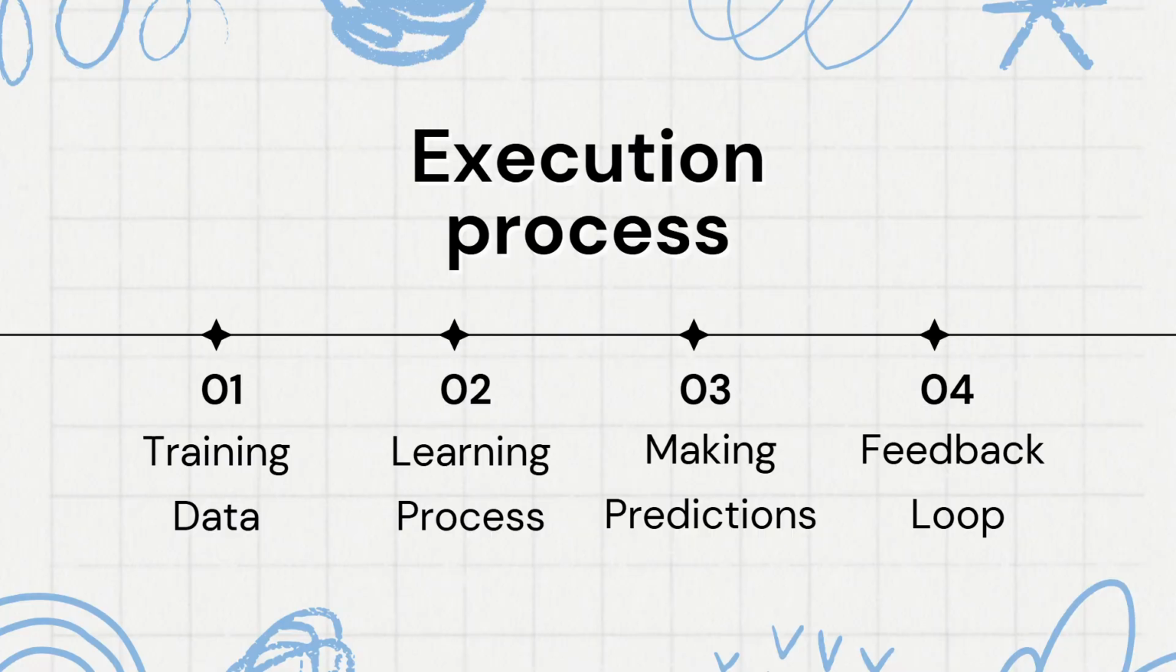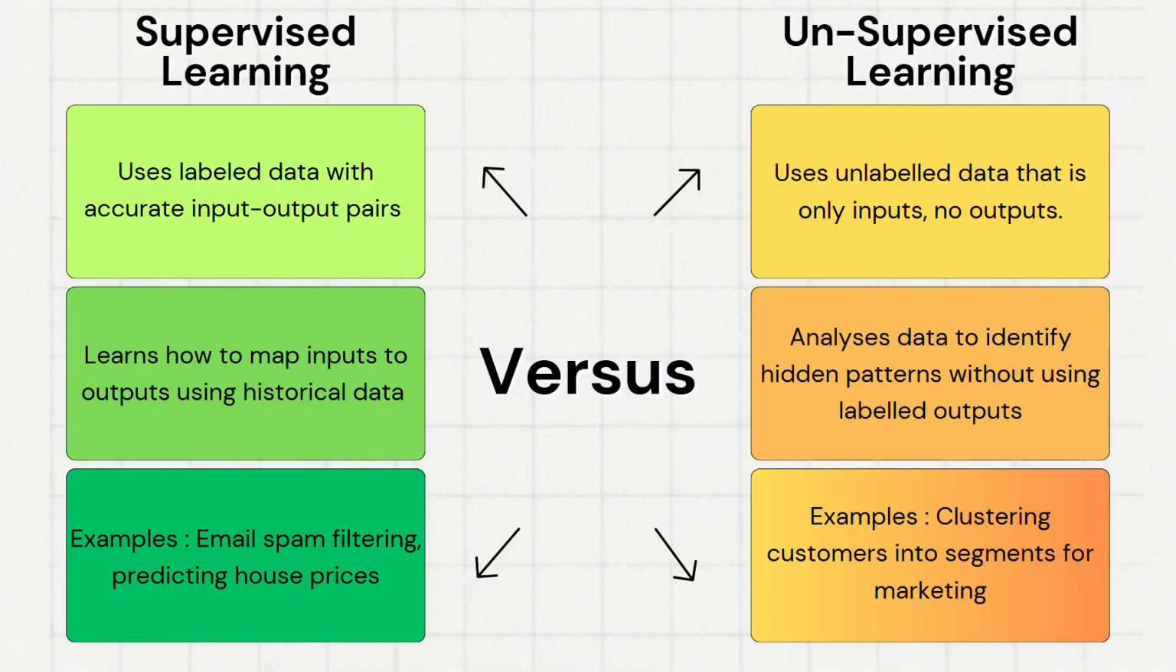Now, to understand supervised learning better, let's compare it with unsupervised learning. Supervised learning uses labeled data with accurate input-output pairs to train the prediction model, whereas unsupervised learning uses unlabeled data, that is, only inputs, no outputs.